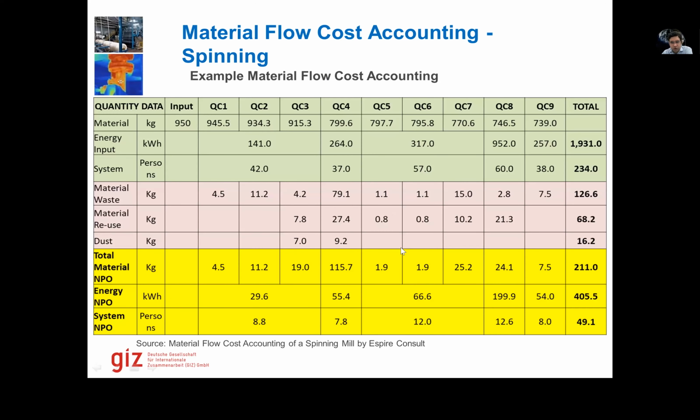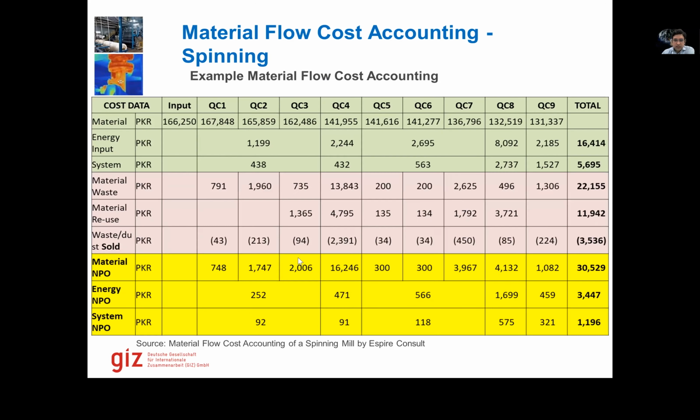So the next step would be to assign costs to all of these. What we need to know is how much 1 kilogram of material costs, how much 1 kilowatt hour of energy input costs, and how much 1 person costs. Then we also need to know if we are selling some waste, and whether it produces any revenue, or whether we have to pay a disposal cost to a vendor. So we need to assign those here as well. And based on that, we can calculate all the costs, and subsequently also calculate the NPO costs of material, of energy, and of system NPOs.